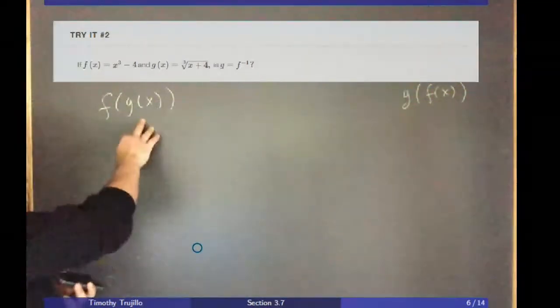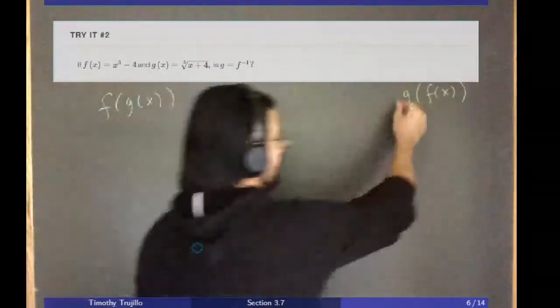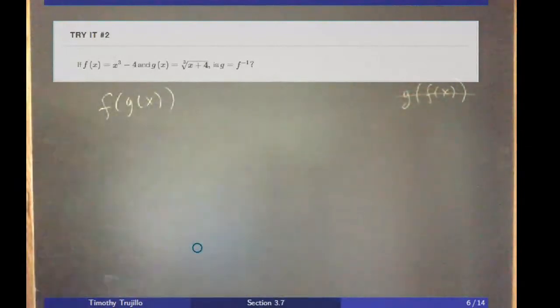So I'm just going to focus on this one. And again, you could do either one. And here, the formula for g of x is the cube root of x plus 4.